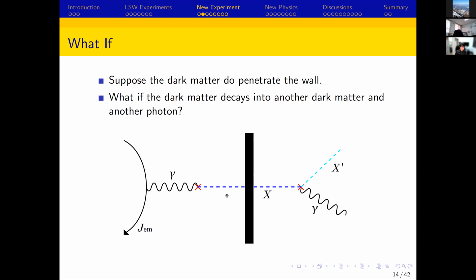Suppose a photon from the laser is converted to dark matter X, and X does penetrate the wall, like a usual LSW experiment setup. However, suppose X decays to another dark matter X prime and emits a new photon. Then what kind of things happen? So I want to talk about this decay qualitatively.